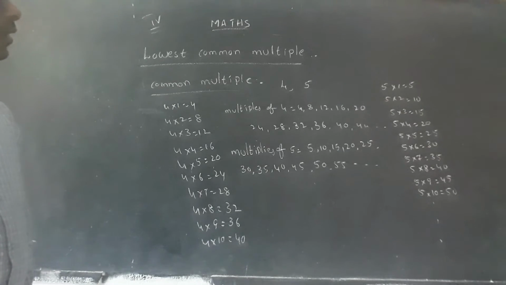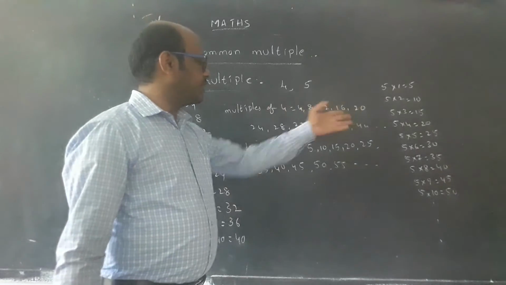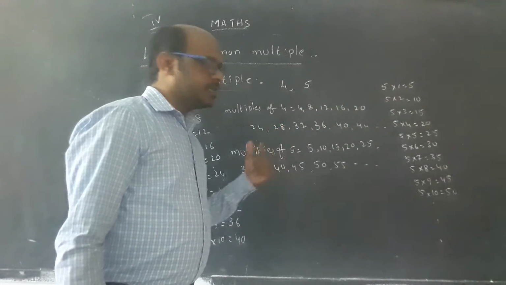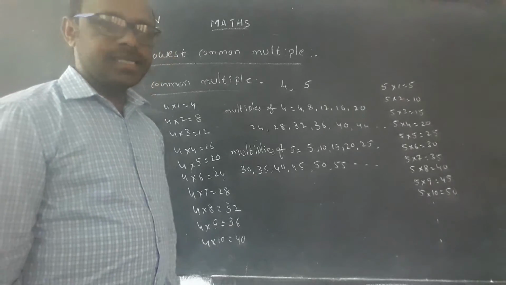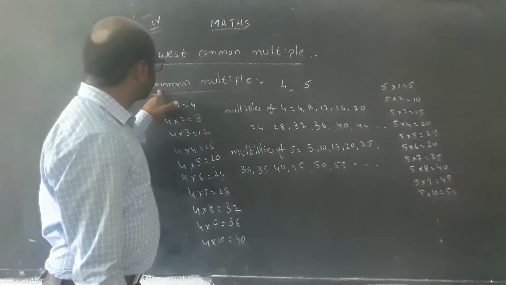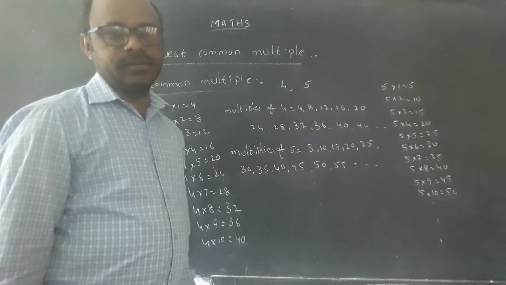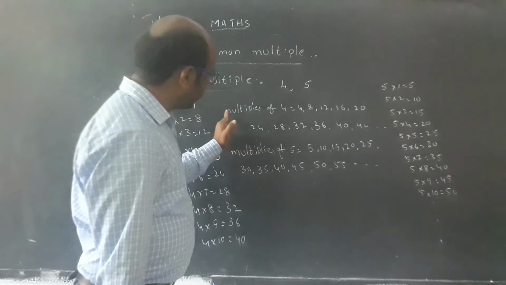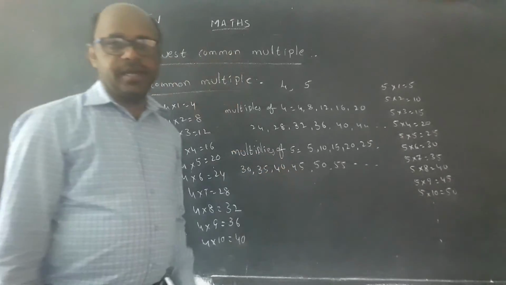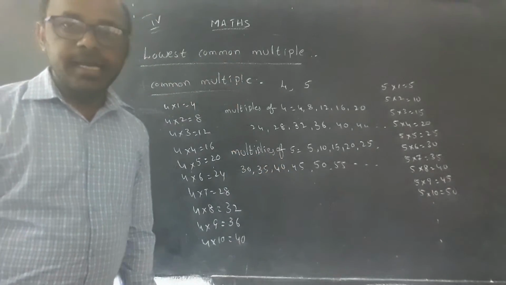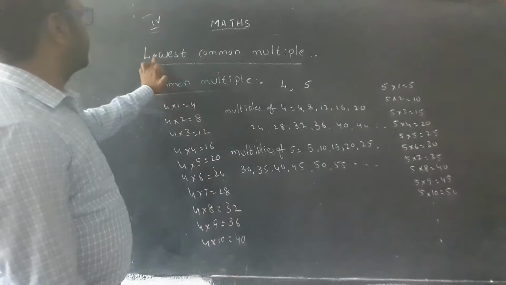4, 8, 12, 16, 20: these are the multiples of 4. These are the multiples of 5. Okay, children, what did I write? I wrote the multiples of 4 and the multiples of 5. The heading is common multiples.